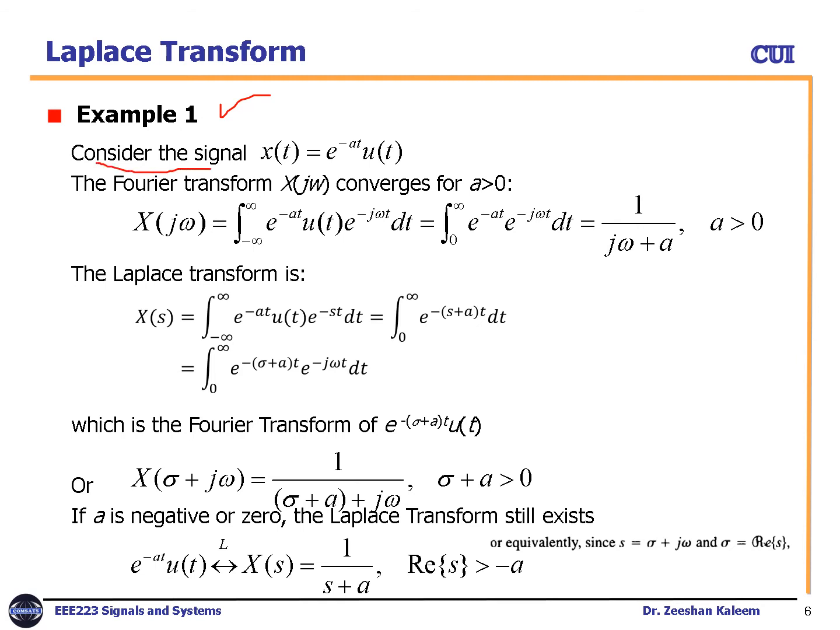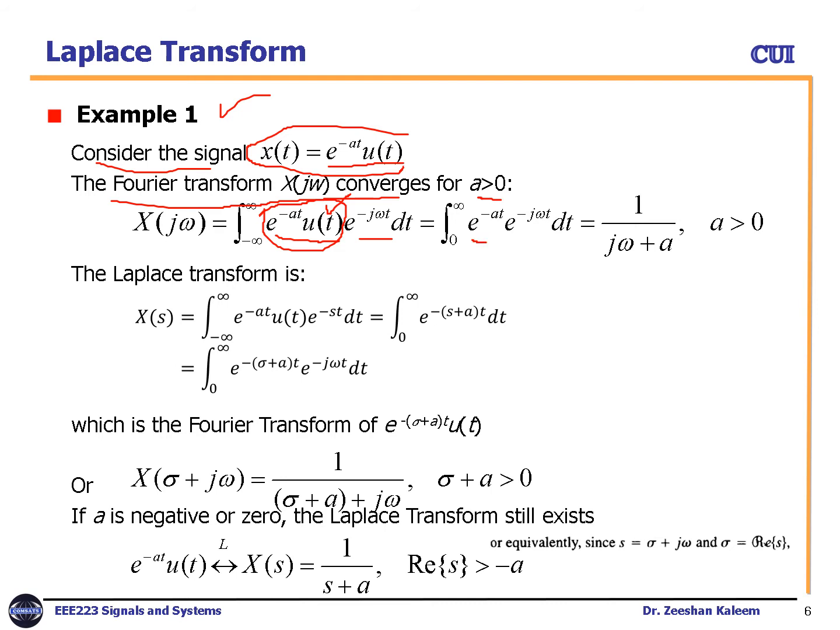For example, consider the signal x of t equals e to the minus a t u of t, which we already did in the Fourier transform as well. So first, the Fourier transform of this signal. The Fourier transform X of j omega converges for a greater than 0. We already studied this. So we put X of j omega equals the integral of e to the minus a t u of t e to the minus j omega t dt. This is the general formula. So we put e to the minus a t u of t instead of x of t. By removing u of t, the limit changes to 0 to infinity instead of minus infinity to infinity.